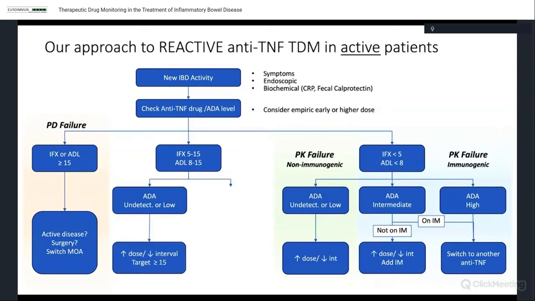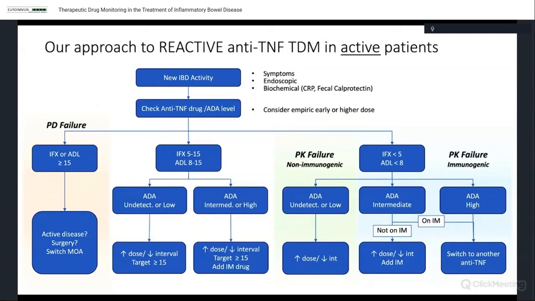And so if there's no anti-drug antibody detected, as would occur most of the time when levels are this high, then we need to increase our dose or decrease our interval, as well as increase our target to over 15 micrograms per ml for anti-TNF drugs to prove that this patient doesn't just need a higher exposure to achieve remission and healing.